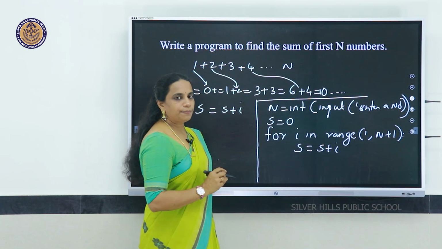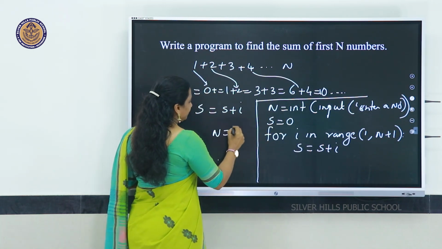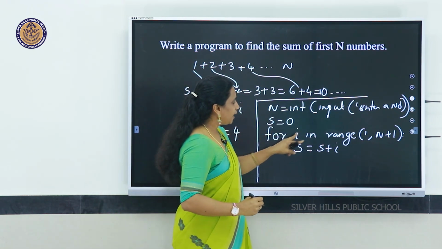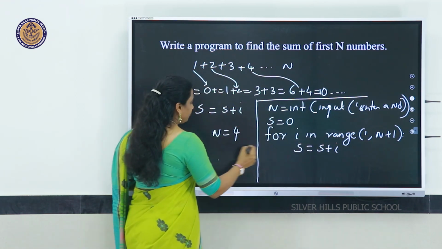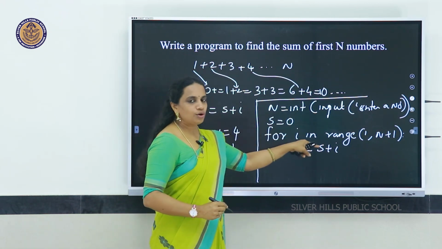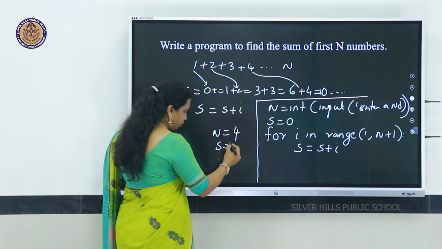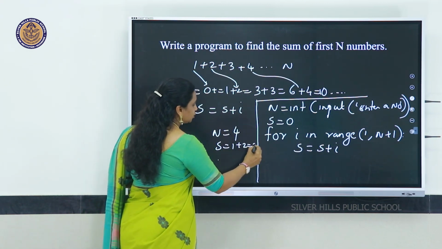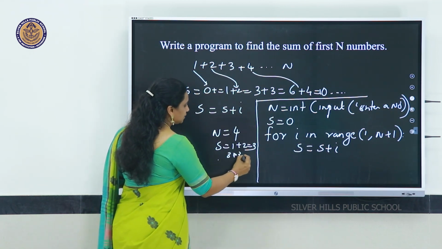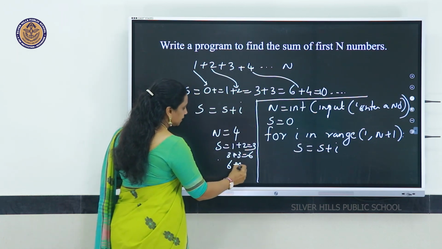Just to go through the program. Initially, sum is 0. Suppose for n, the value I had given is 4. What is the first value of I? 1. Now, with the sum 1 is added, that is sum is equal to 1. Now, what is the next value of I? By default, the increment value is 1. Therefore, the next value of I is 2. 1 plus 2 is equal to 3. Next value of I is 3, that is 3 plus 3 is equal to 6. Next value of I is 4, that is 6 plus 4 is equal to 10.